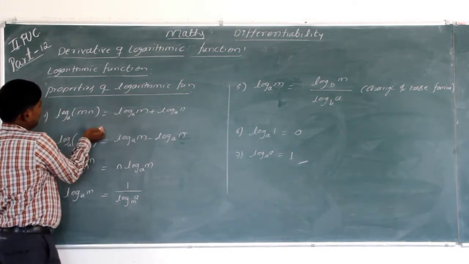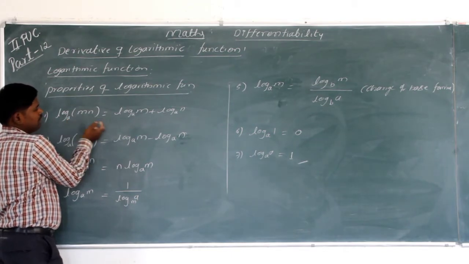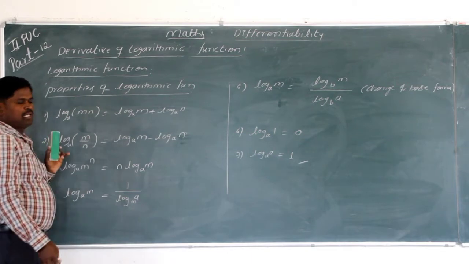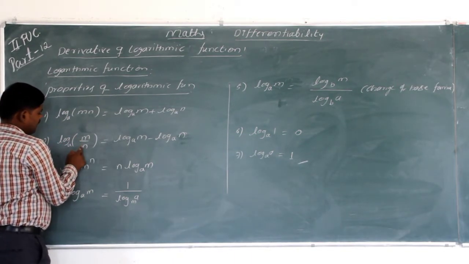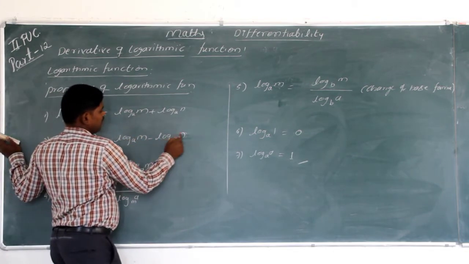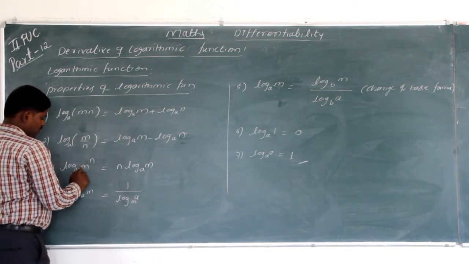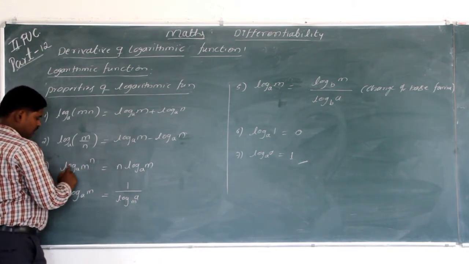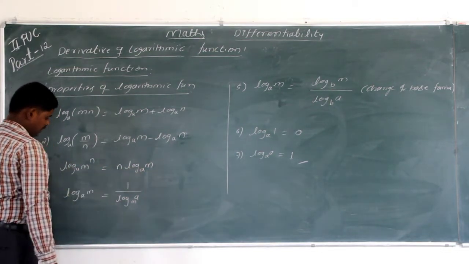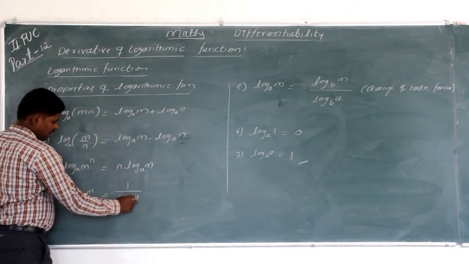So log of m into n, where m and n are positive numbers, base a, can be written as log m base a plus log n base a. Similarly, log of m by n base a can be written as log m base a minus log n base a. Similarly, log of m to the power of n base a can be written as n into log m base a. And log m base a can be written as 1 by log a base m.